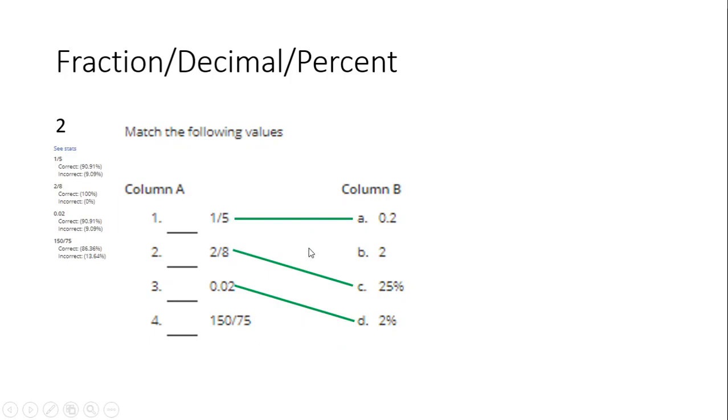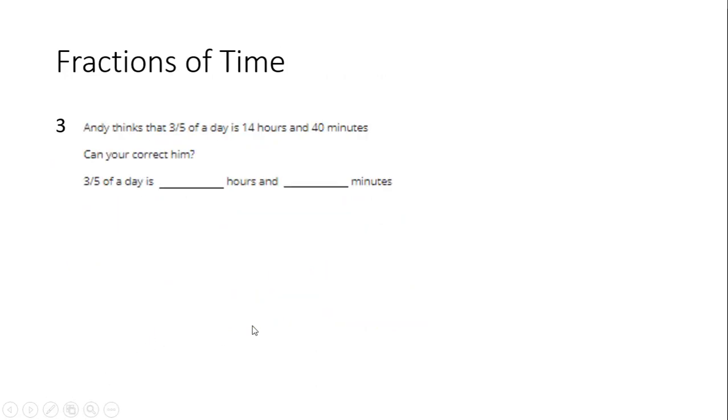Okay, those were all the easier ones. This is our only more difficult one, really. 150/75. That's a top-heavy fraction, so you should be thinking, how many 75s go into 150? And there are 2 of them exactly. 75 times 2 makes 150, or 150 divided by 75 is exactly 2.